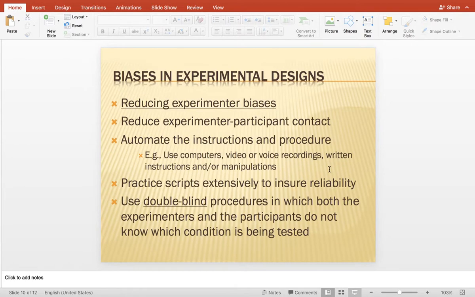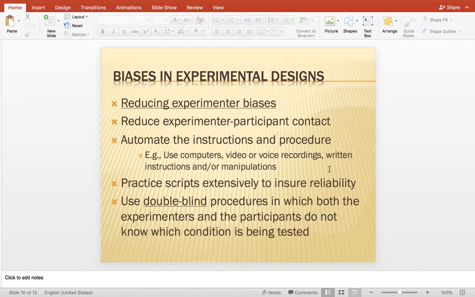Perfect. All right. So then how do we deal with experimenter bias? It's always a big question, right? So then what do we do? One of the ways to try to reduce experimenter bias is to try to reduce what we call experimenter participant contact. So in other words, if we're able to reduce the contact that I have with the participant, it's less likely that I'm going to be able to influence them in a negative or positive fashion as well, right? So how do we reduce that contact?